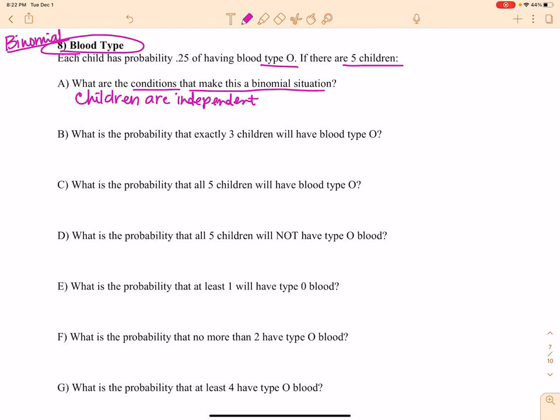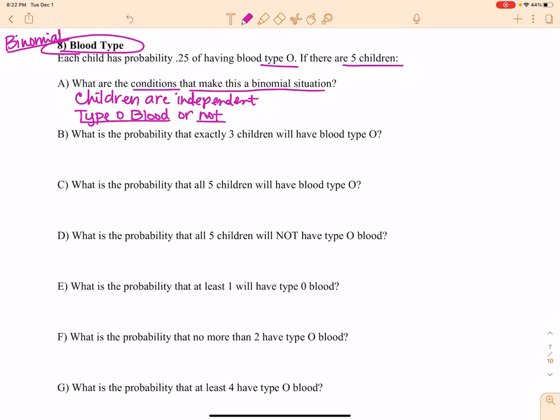There are 2 categories. A child either has type O blood or not. Remember, one of your conditions was that there are only 2 categories, success or failure. Here, type O blood would be considered success, and not type O would be considered failure, but we are not using those words in their usual context. You're not successful if you have type O blood. It's just for the purposes of setting up the problem.